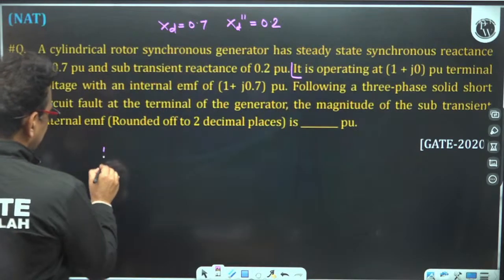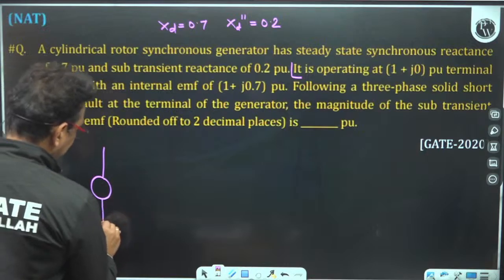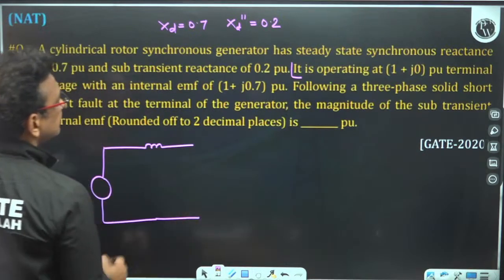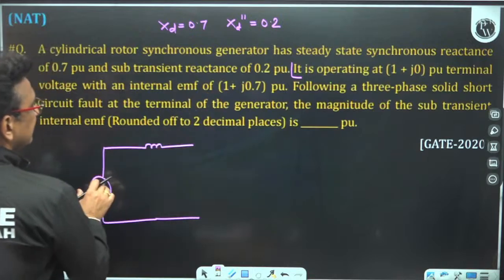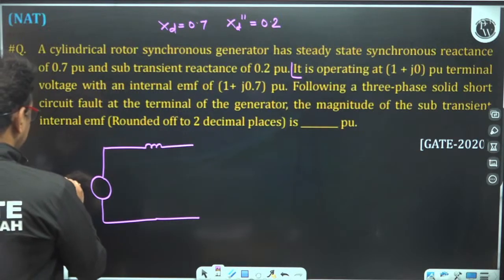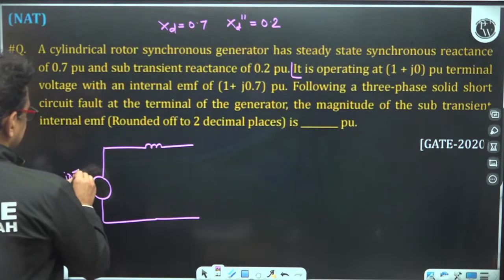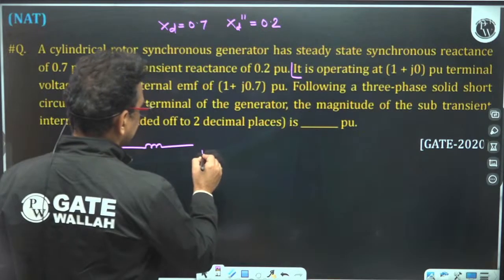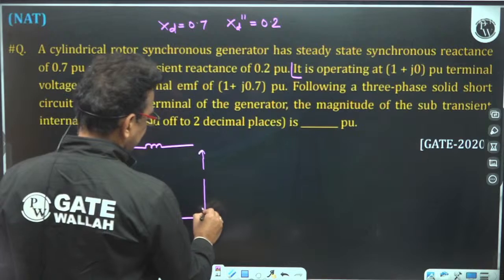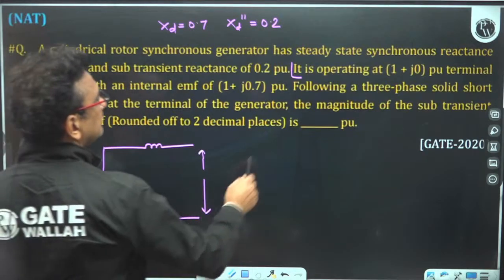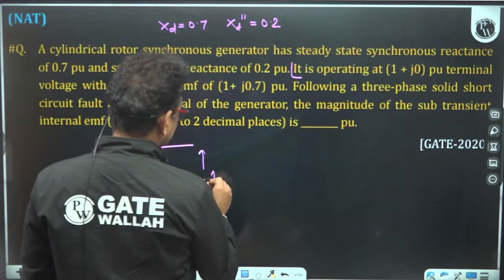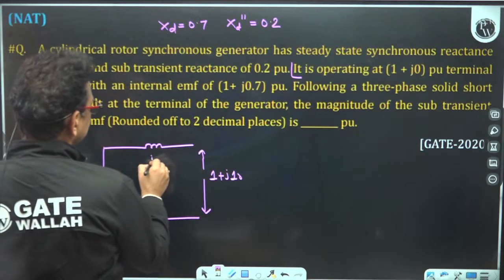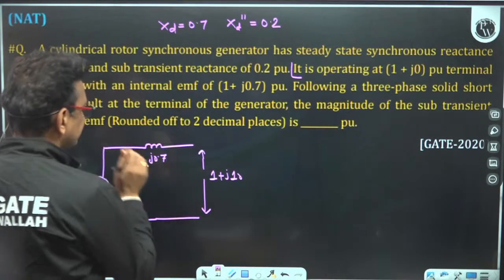If I draw the per phase equivalent circuit of the generator, its internal EMF is 1 plus j0.7. And in the normal time, when the fault is not there, the voltage at the terminal of the alternator is nothing but 1 plus j0. In normal time the reactance will be Xd, 0.7.